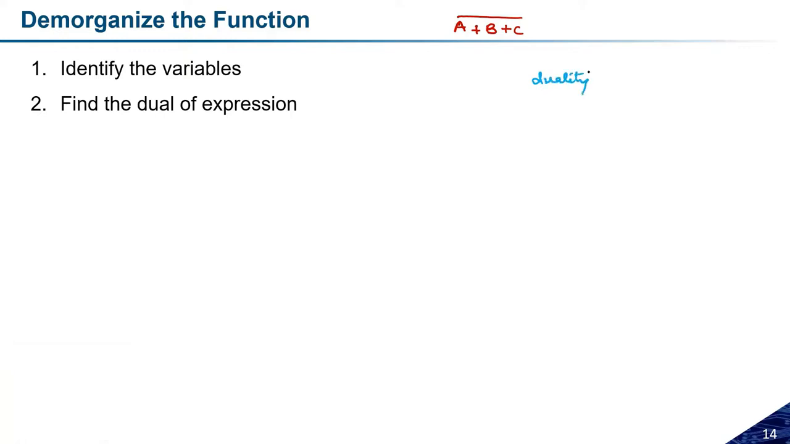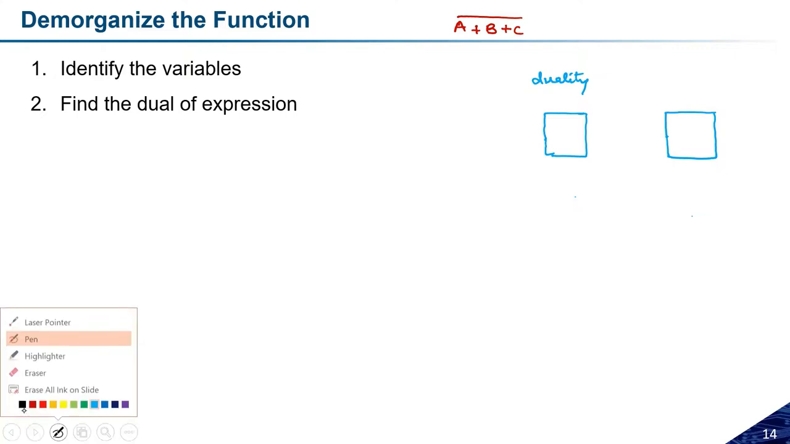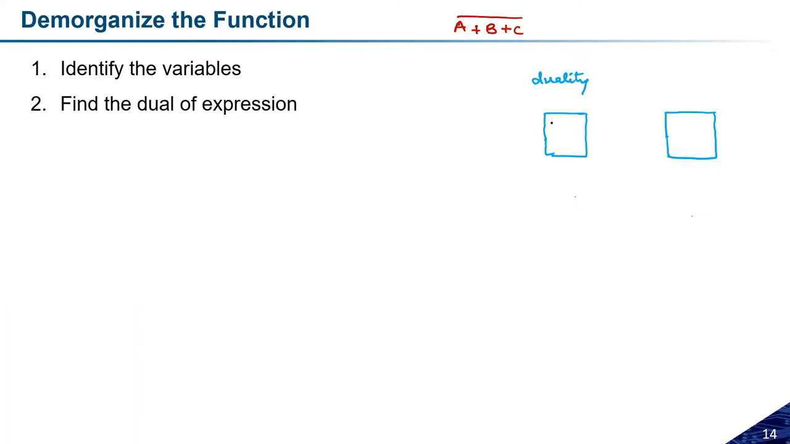Okay, duality in the logic circuits. Suppose I have a logic where I am doing ANDing. If I am doing the AND operation, let me make a box and try to understand the things. Let us assume I have an AND operation. I am doing the AND operation.